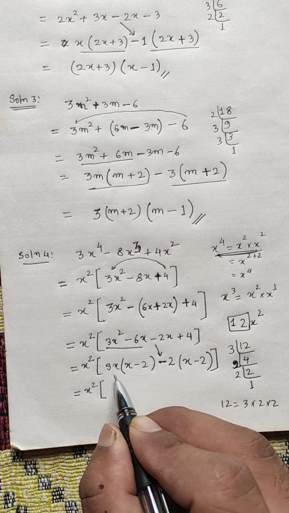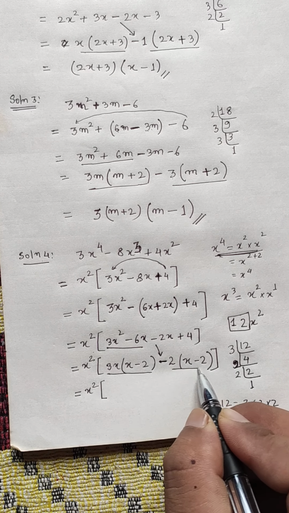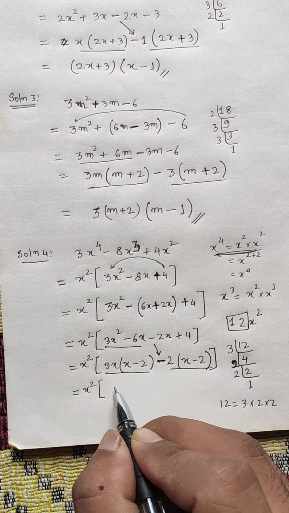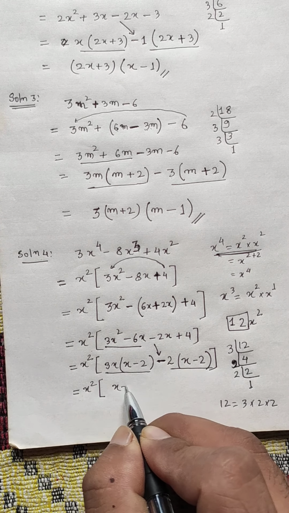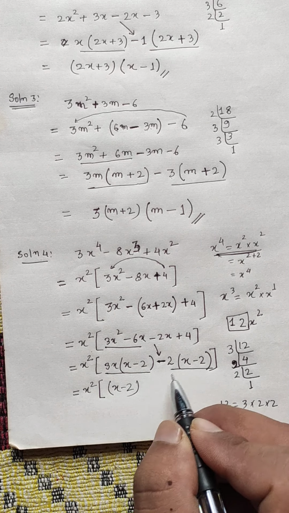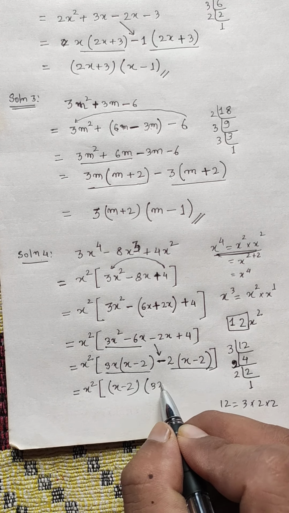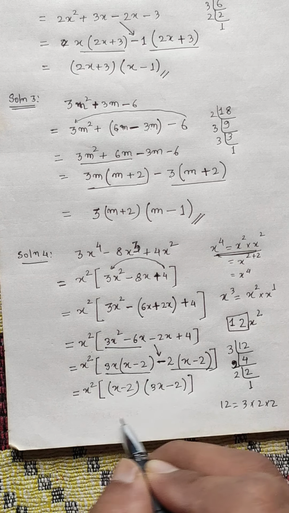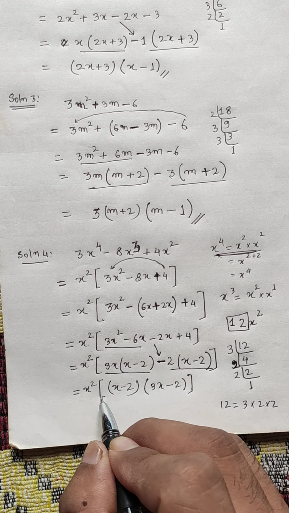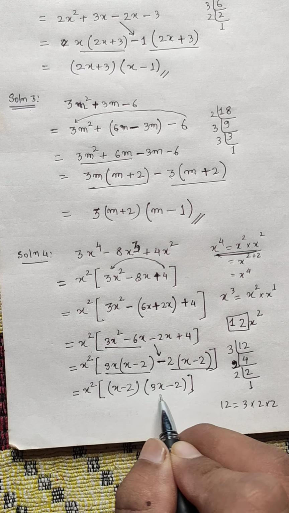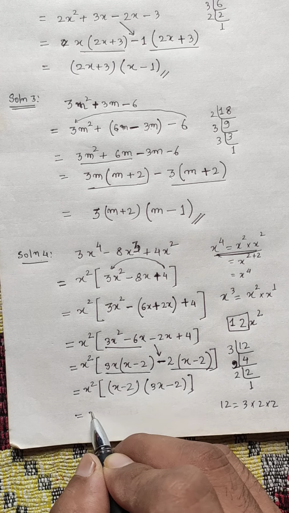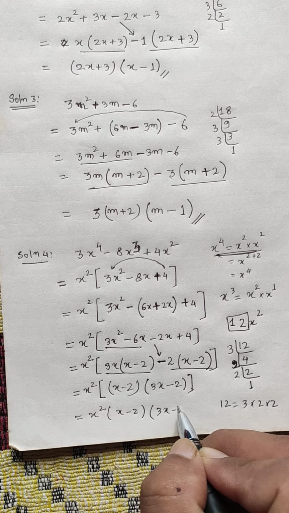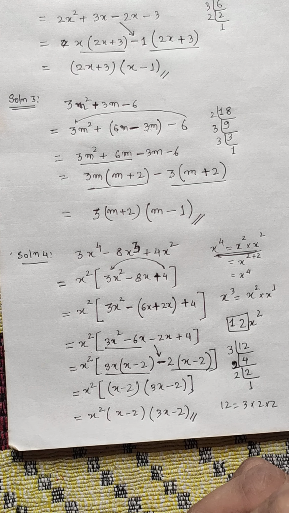Then now take common from these two terms, because this minus splits these two terms. What's the common here? X minus 2 is the common in both of the terms. What's the remaining in the first term? 3x. What's the remaining in the second term? Yeah, minus 2. Now there is no meaning of this bracket because all are in multiplication, so we can remove this bracket and our answer is like this. This is your final answer in factorized form.